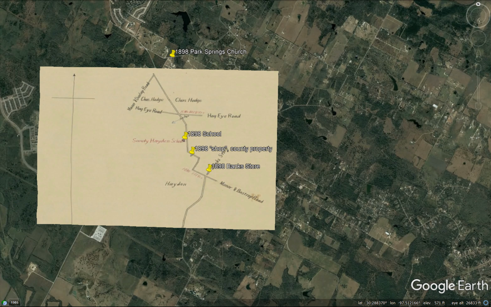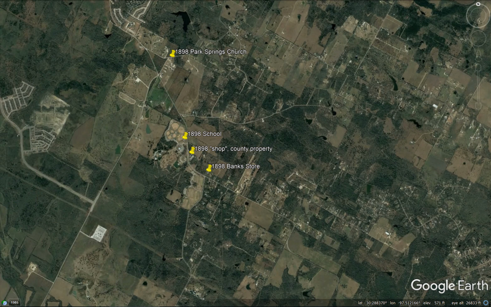So now I'm going to turn off the survey map, turn back on the master map. So there's the points as they fall on the larger map. Park Springs School, which is not shown on the master map. The shop here on the jog here. And then the bank store. Let me pull those off for just a second.